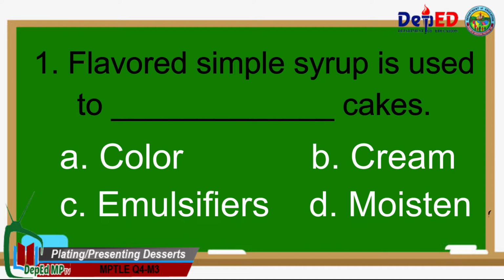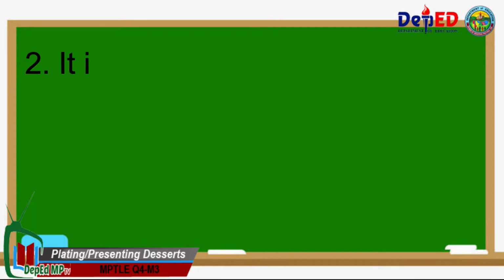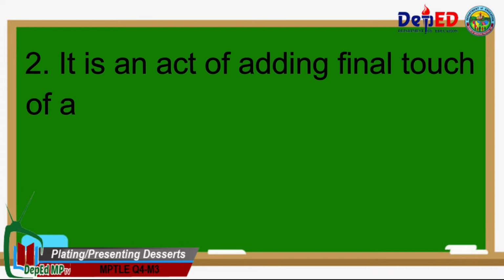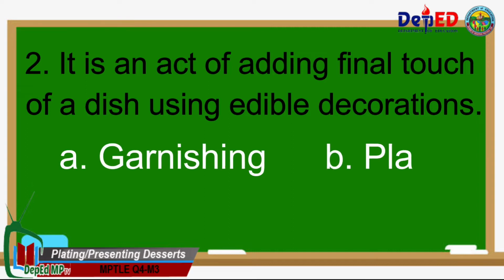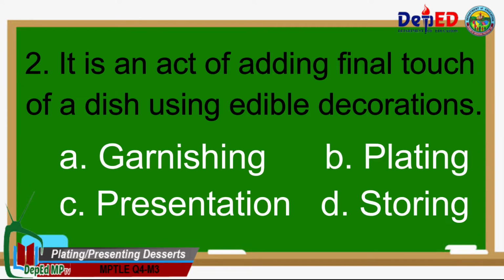The correct answer is letter D. Moisten. Number 2. It is an act of adding final touch of a dish using edible decorations. Letter A. Garnishing. Letter B. Plating. Letter C. Presentation. Letter D. Storing. The correct answer is letter A.